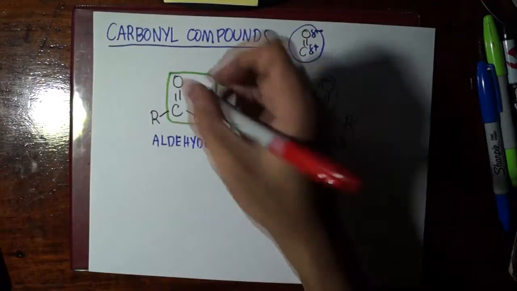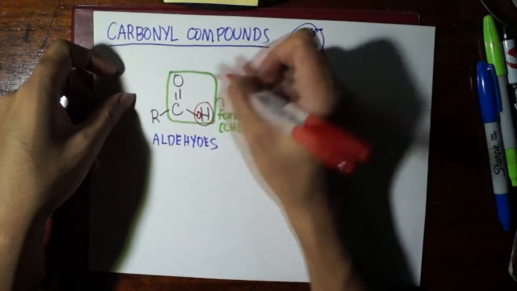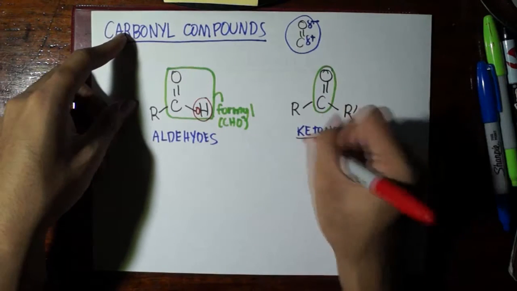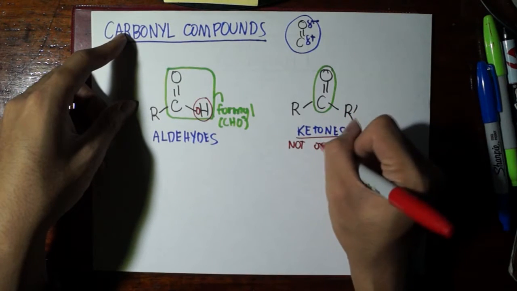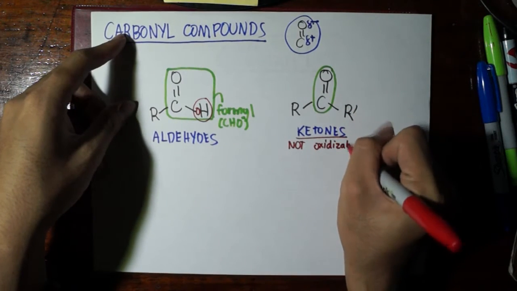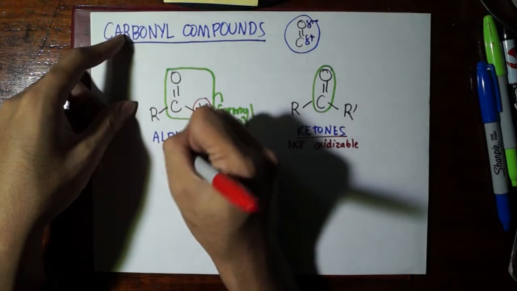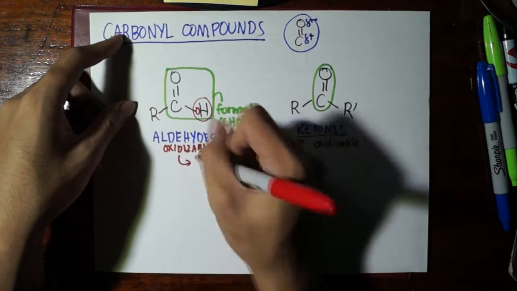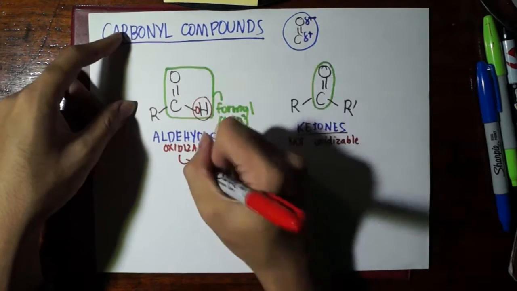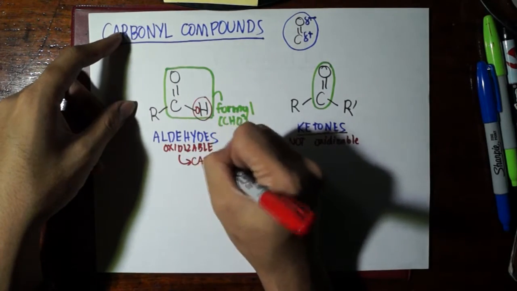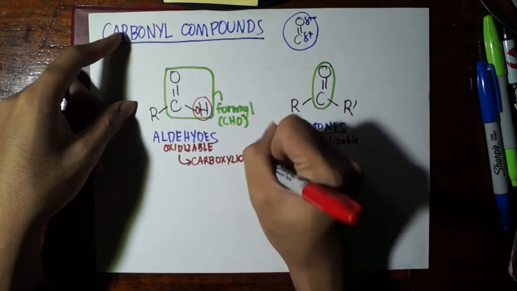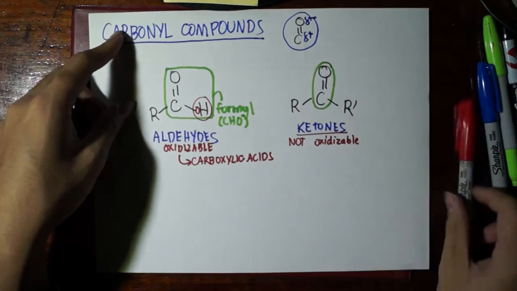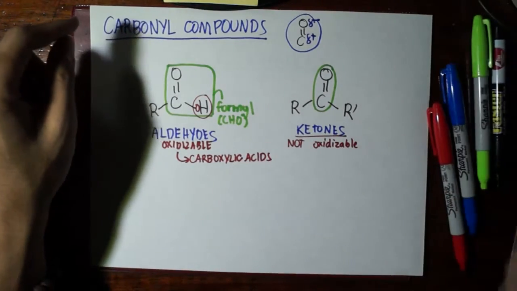So here, if you turn this H into an OH, what do you get? COOH. So this means that the difference is that ketones are not oxidizable. Aldehydes are oxidizable. And what are they oxidized to again? They are oxidized to COOH, carboxylic acids. And this is the property which ketones do not possess. Now, let's go to the similarity.